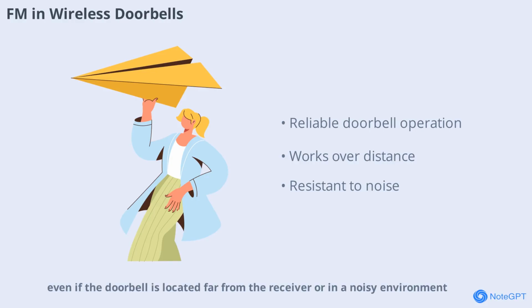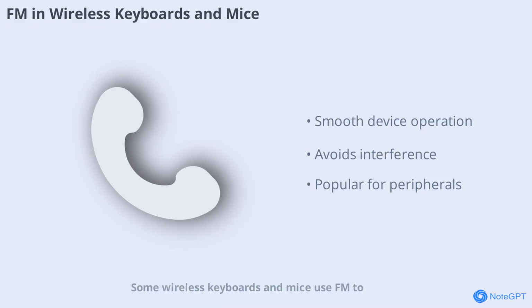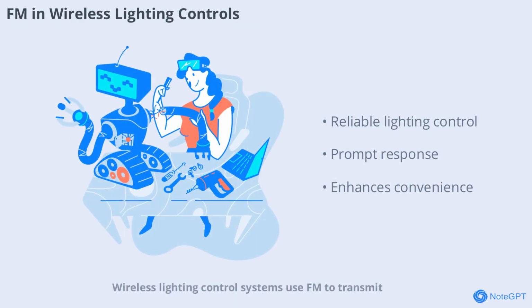Some wireless keyboards and mice use FM to transmit data between the device and the computer. FM's ability to avoid interference from other wireless devices ensures smooth and responsive operation, making it a popular choice for computer peripherals. Wireless lighting control systems use FM to transmit commands from switches or controllers to light fixtures.